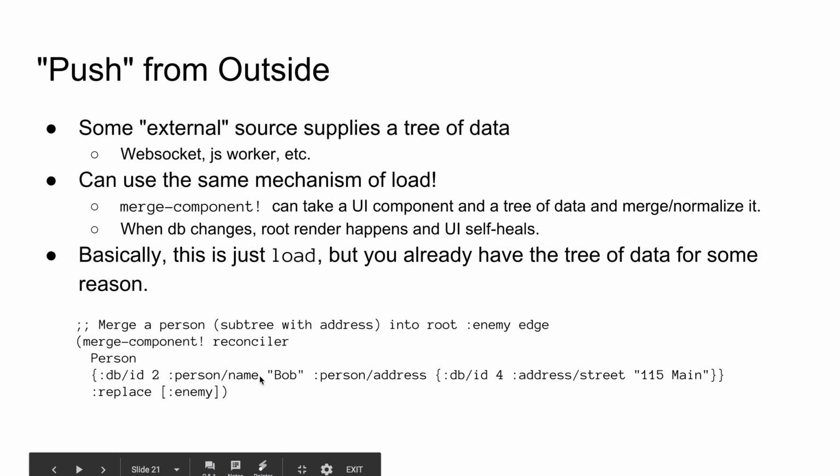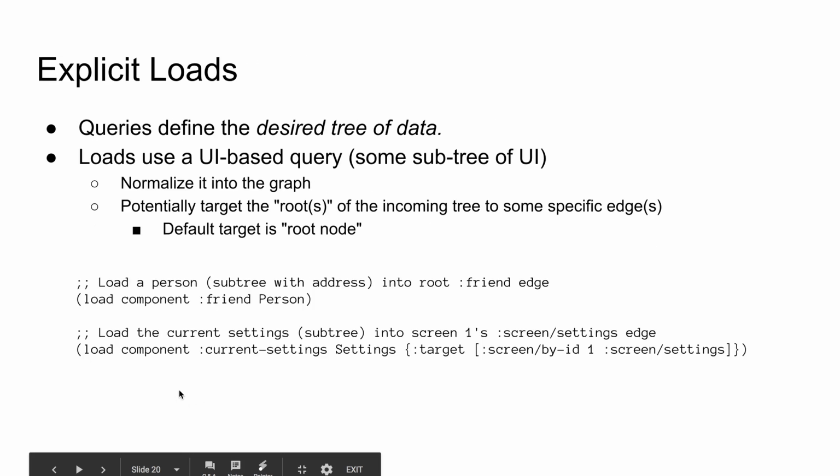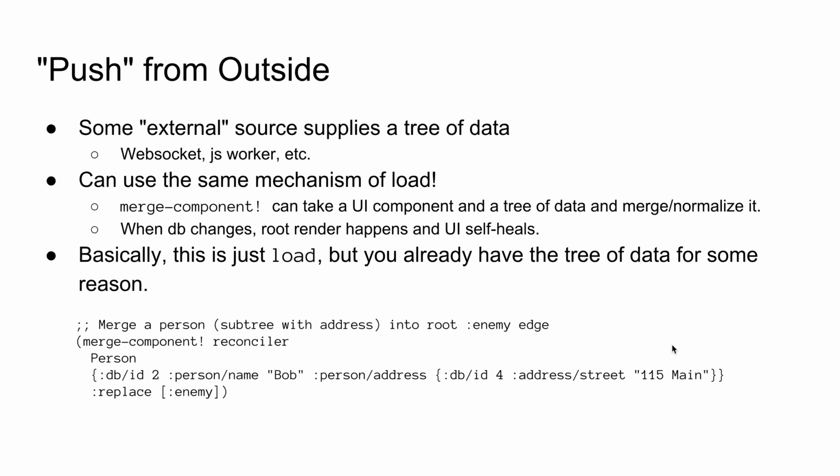I've got some person 2 whose name is Bob, whose address is this stuff. And then I can also tell it where to place this edge. So I can tell it I want to replace the root edge enemy. So if you compare this to the load, load component friend person, this was placing the person in the root friend edge. This was placing the settings in the screen 1 screen settings. This is placing a person in the root level enemy edge. So it's just graph edges.